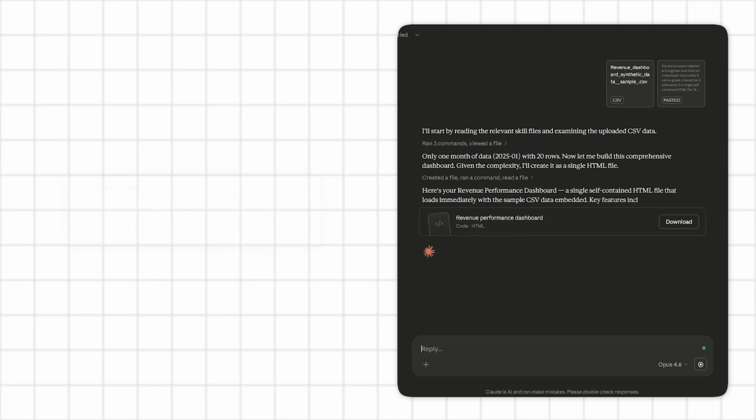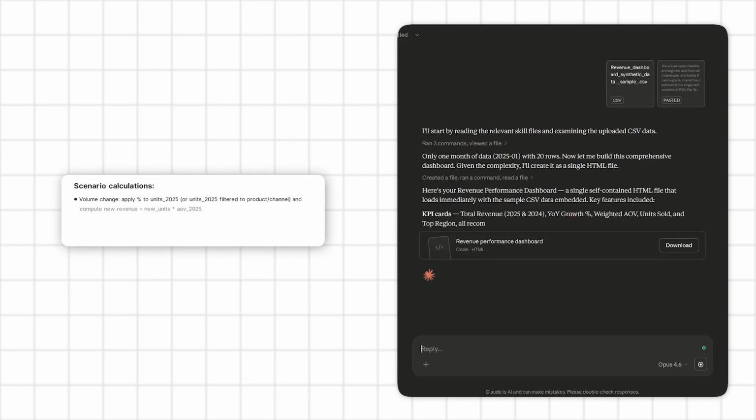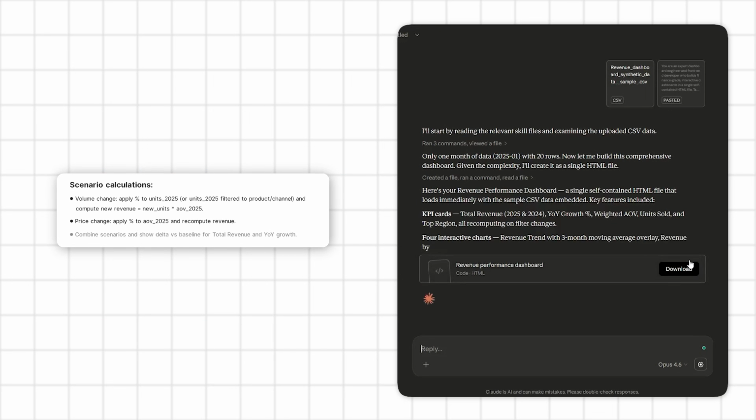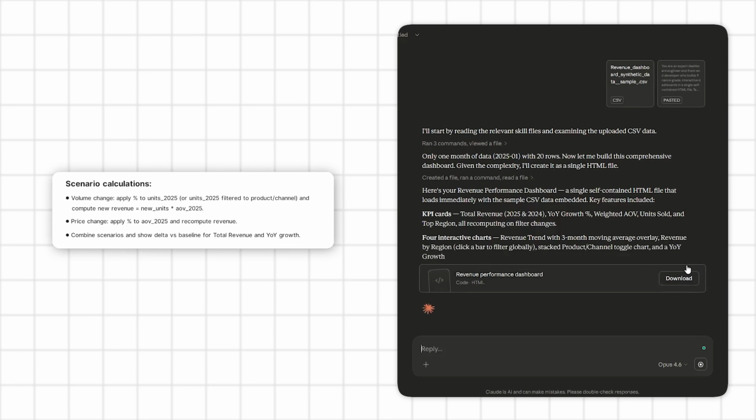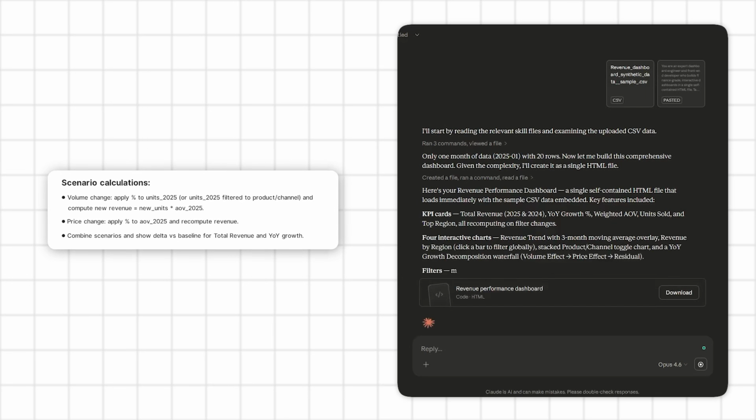The prompt also includes a scenario simulation panel with sliders for volume lift, price changes, and channel shift, so you can project revenue impact from hypothetical adjustments.